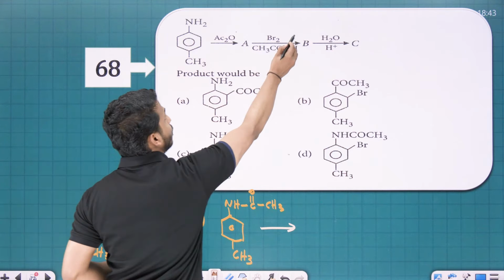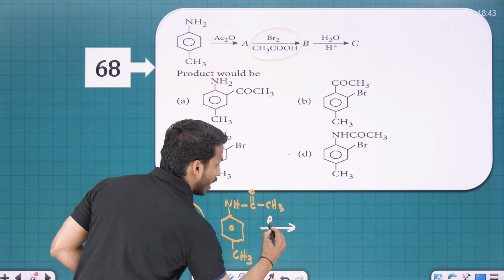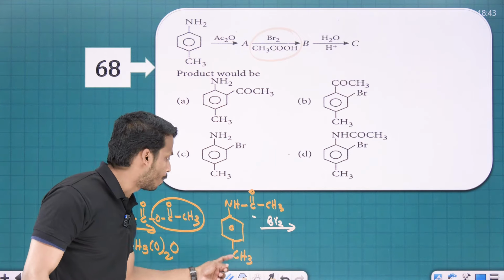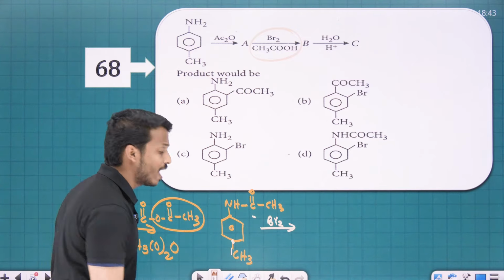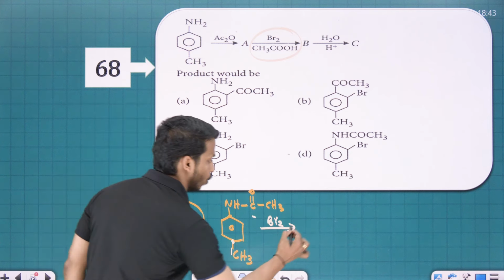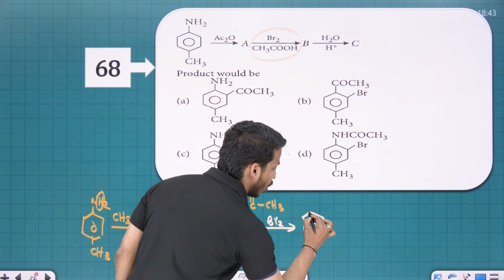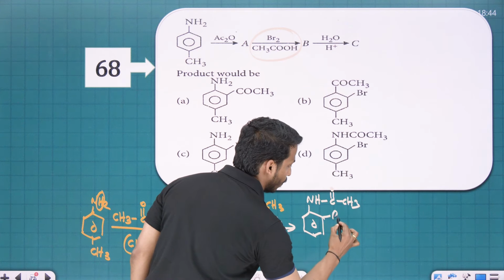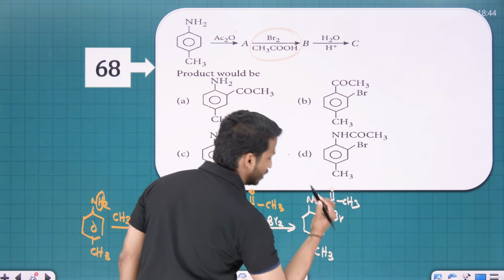So, now they are doing bromination. So, where can the bromine go, either ortho or para. But here, para is already occupied by methyl. So, the only allowed place is ortho. So, let me place one bromine on the ortho position. We get one bromine here, already one CH3 is there.